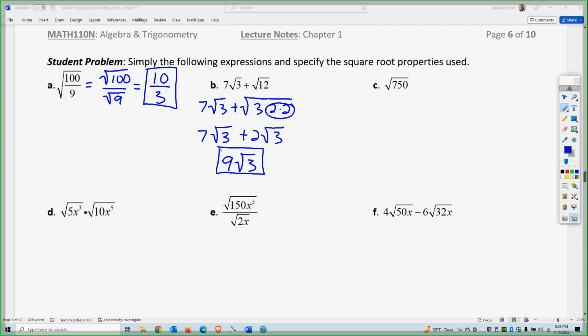So whenever you see an addition problem, check for like terms. And if it's not like terms, try to make them like terms by doing your simplification process. Not always possible, but a lot of time is.